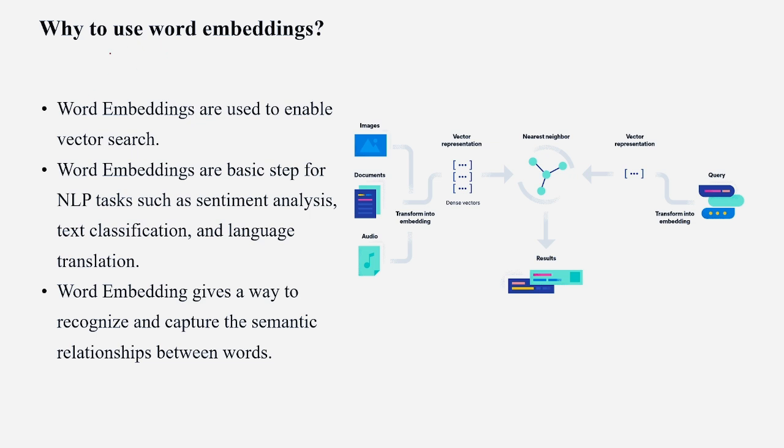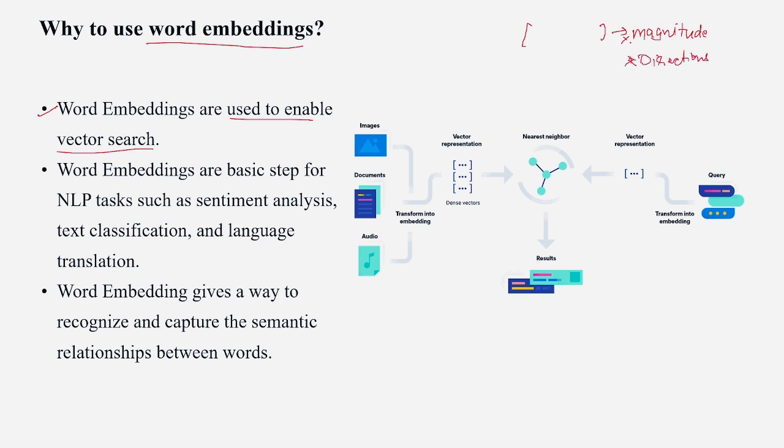So why use word embeddings? What is the need, and why do we use them? Word embeddings are used to enable vector search. So what is vector search, or what are vectors? I have told you what vectors are, or you already know from your 11th or 12th class that vectors have both magnitude and direction.